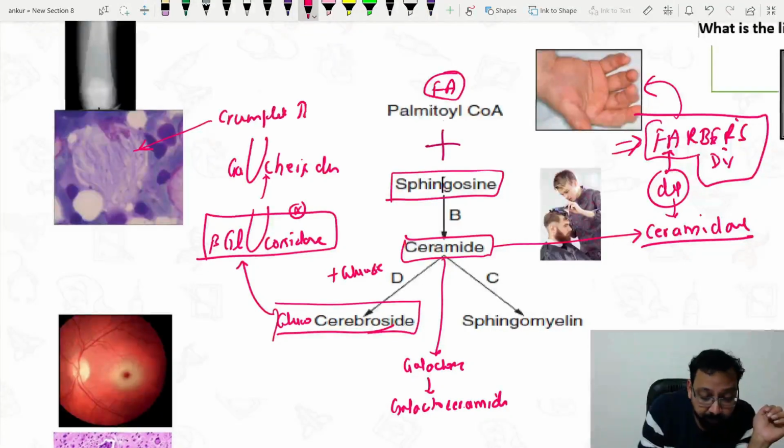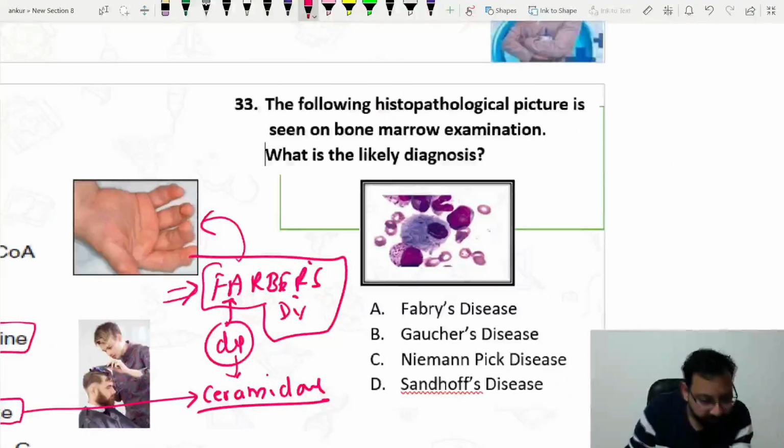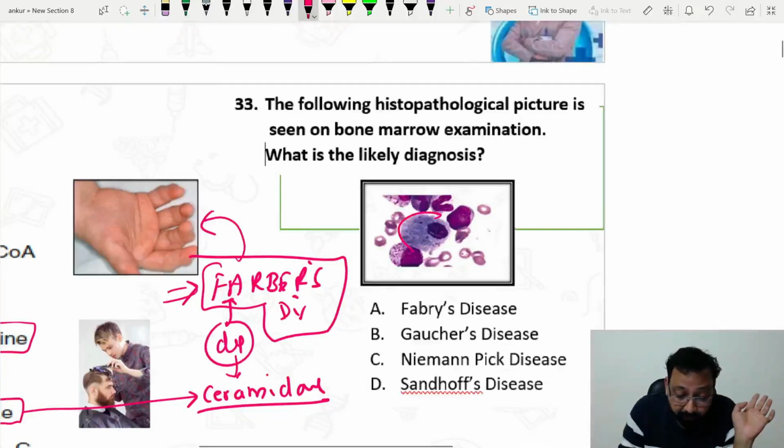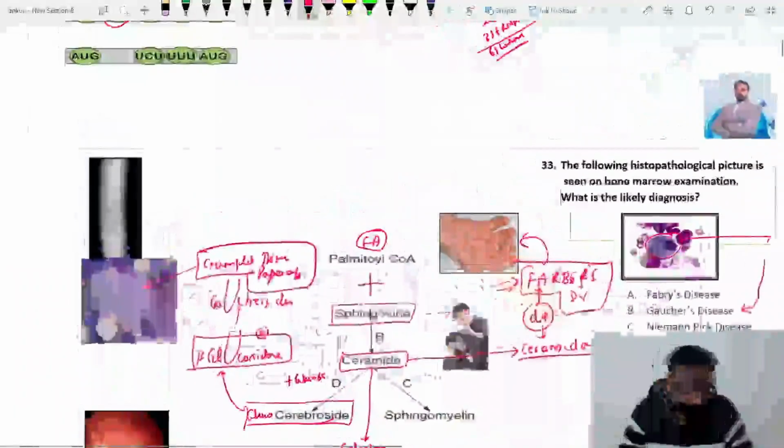Crumpled tissue paper appearance. Many times I have given this same question. Recently in NEET, they gave different symptoms: thrombocytopenia, anemia, hepatosplenomegaly, and they gave the histopathological picture, crumpled tissue paper appearance. The answer was Gaucher's disease.